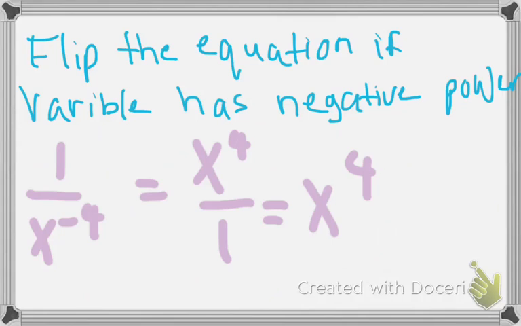Now we're going to talk about rules with negatives. The next rule is to flip the equation if the variable has a negative power. An example for this would be 1 over x to the power of negative 4. Because the x has a negative 4 power, you will have to flip the equation. So your equation will be x to the power of 4 over 1. When you flip the equation, your negative disappears, which will give you the answer x to the power of 4.